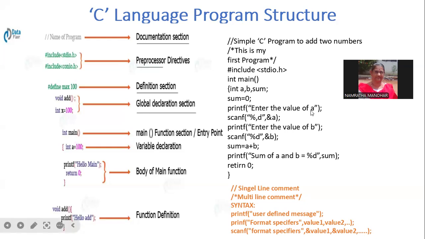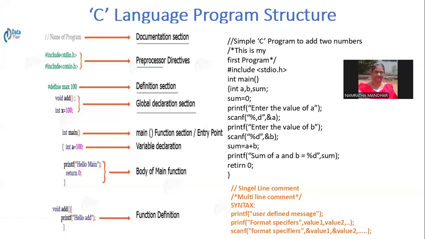So that's why I'm displaying printf, enter the value of A. This is the syntax of printf statements. What is the syntax of printf statements? Within quotes, you are giving the user-defined message. So anything that you give between these two quotes will be displayed. And every statement in C is terminated by a semicolon. Every statement should be terminated by a semicolon.